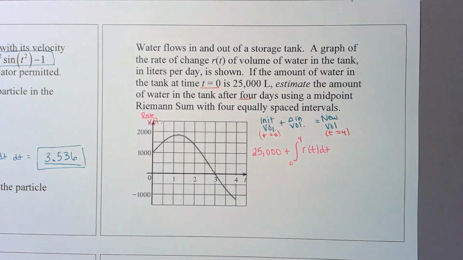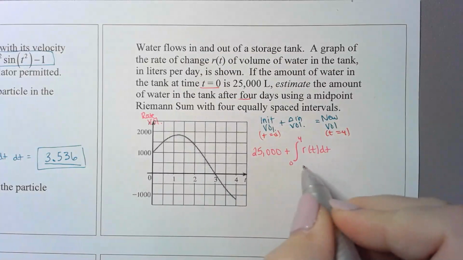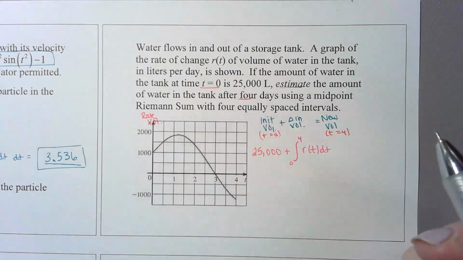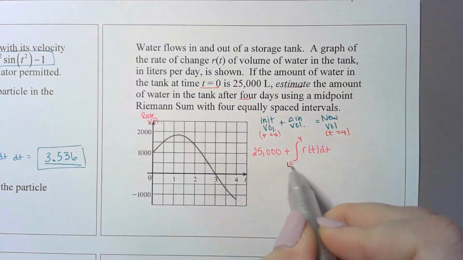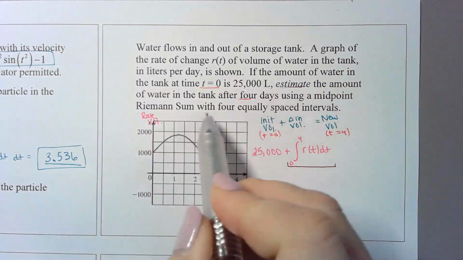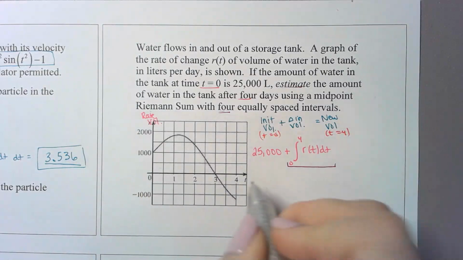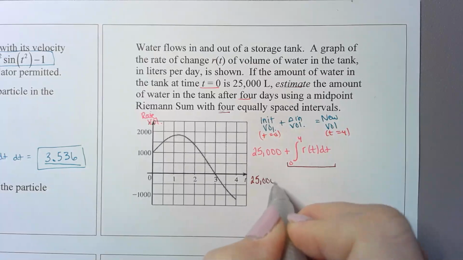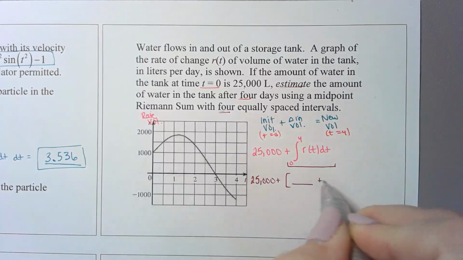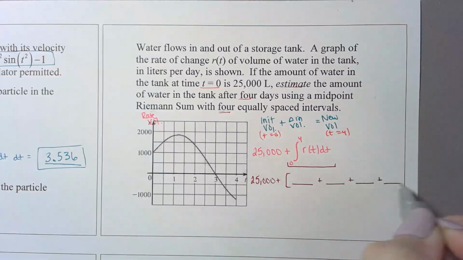Now, this is different from the last few. We don't have an equation. We don't have a calculator, but that's okay. They told us exactly how to evaluate this. We're going to estimate, because that's the only thing we can do, the value of this integral using 4 rectangles. 1, 2, 3, 4.